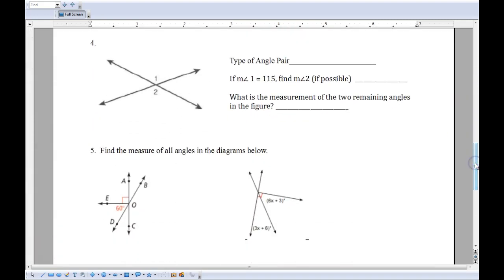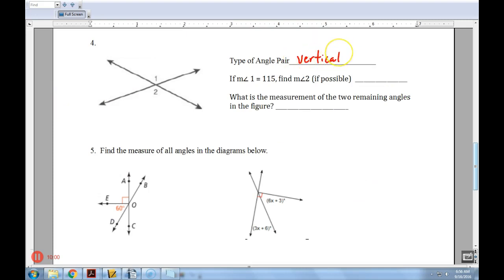On the back side, angle 4, kind of keeping the same idea flowing here. What special type of angle pair? Well, these two are vertical angles because I see the X. Now, one thing I want to point out right now, don't be tricked about an angle that does this. If you see a straight line and then you see another line come down and then all of a sudden just change direction a little bit, these are not vertical angles.